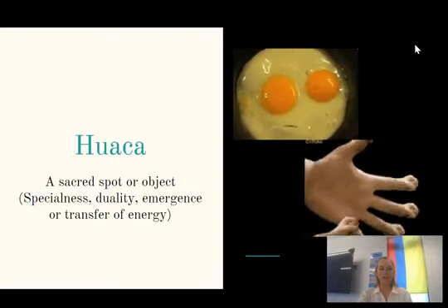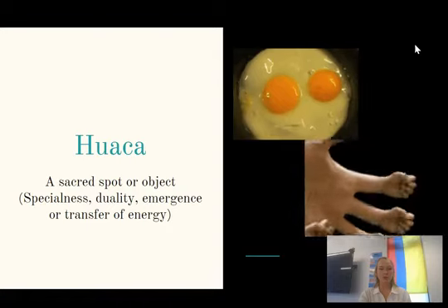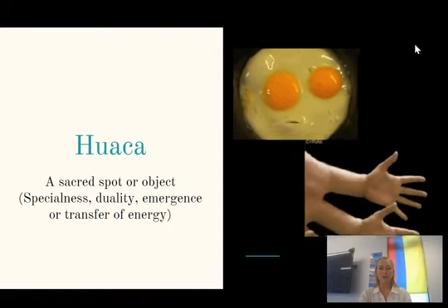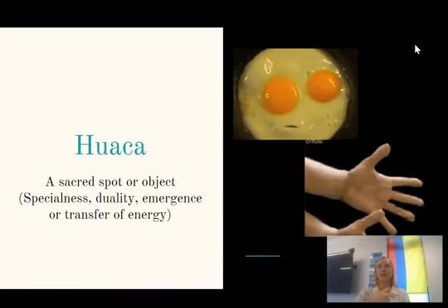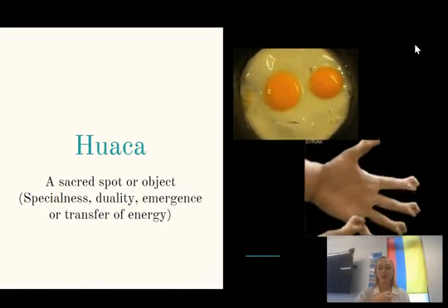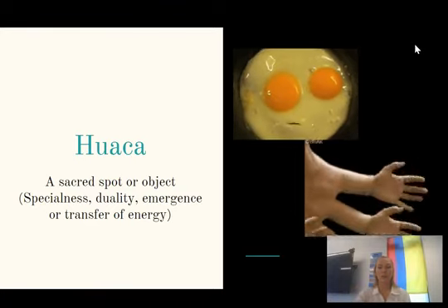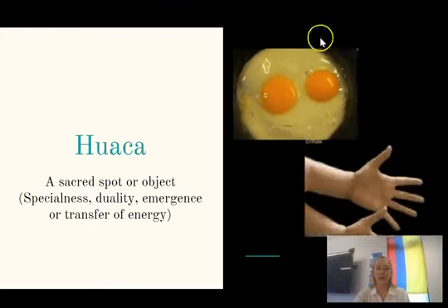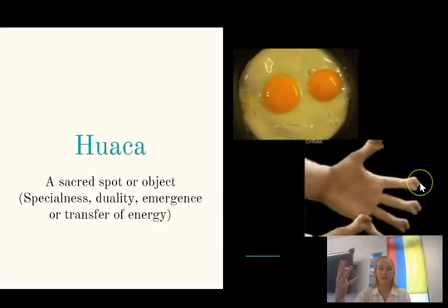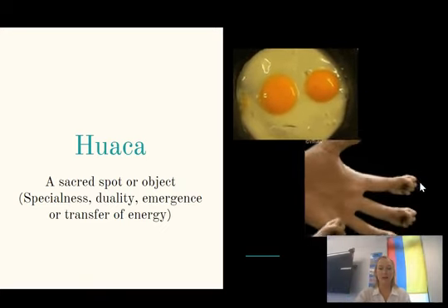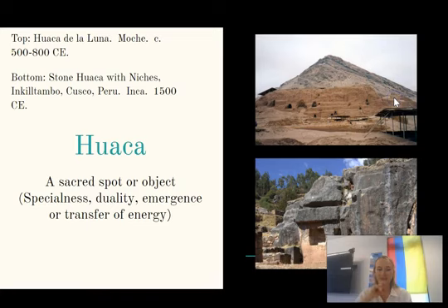It also relates to specialness, duality, emergence, or transfer of energy. So a huaca can be something naturally occurring that's just kind of different from the rest, or atypical. Your book gives the example of a double yolked egg. It also gives the example of an extra limb, an extra finger. I know those gifs are really distracting. Huacas can also be like a cleft in the rock, or a special spot that's considered sacred.